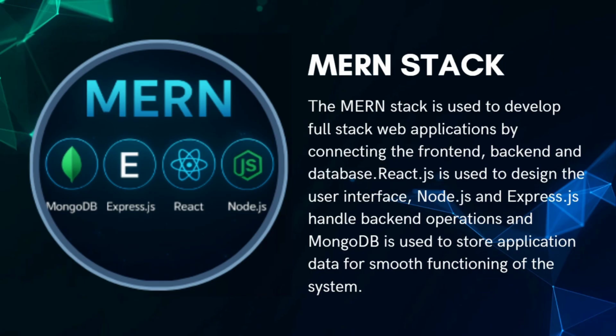So next is the MERN stack. What is the MERN stack? The MERN stack is used to develop full stack web applications by connecting front end, back end, and database. MERN is the short form of MongoDB, Express.js, React, and Node.js. React.js is used for front-end design, Express.js and Node.js are used for back-end operations, and MongoDB is used to store application data for smooth functioning of the system.